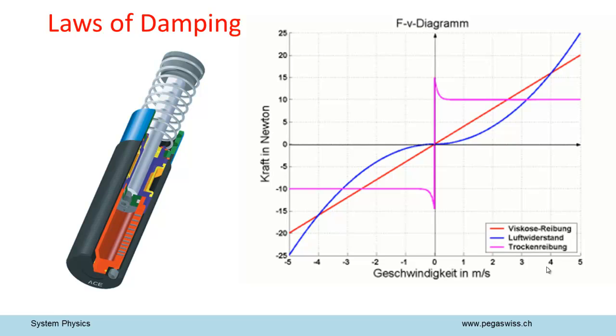Let's have a look at the different laws of damping in the force-velocity diagram. A shock absorber filled with viscous liquid shows the simplest behavior. In this case, the force increases linearly with the relative velocity. This means that if the velocity is doubled, the force or the strength of momentum current also doubles. The second curve shows the effect of air drag, which increases quadratically with velocity. Doubling the velocity leads to a quadrupling of the force.